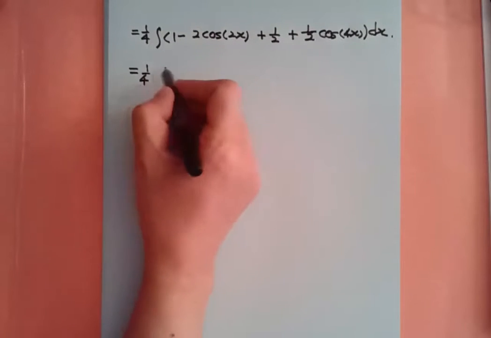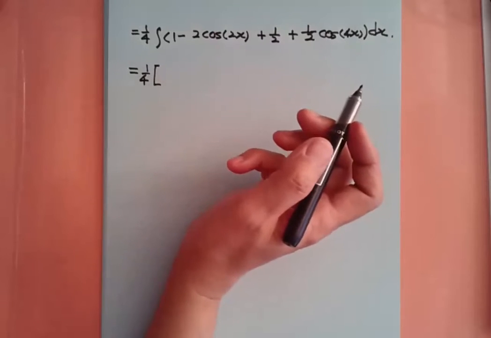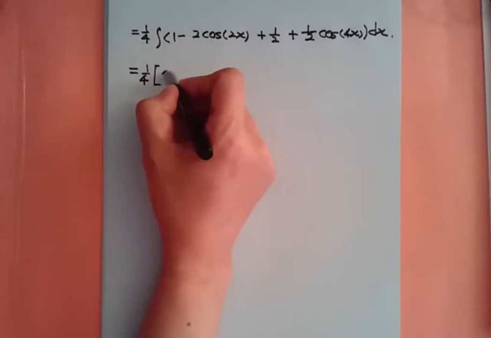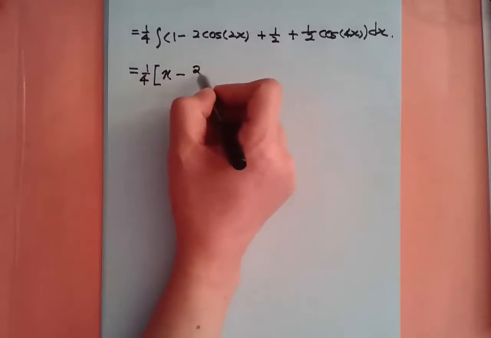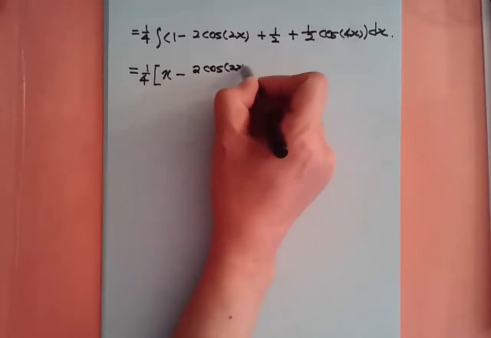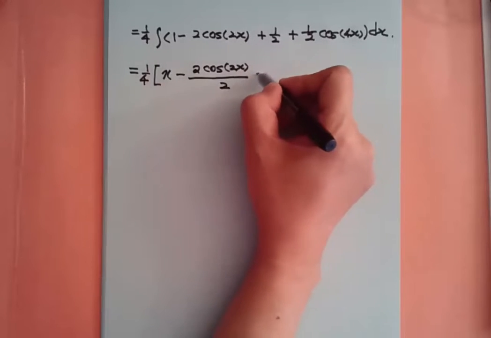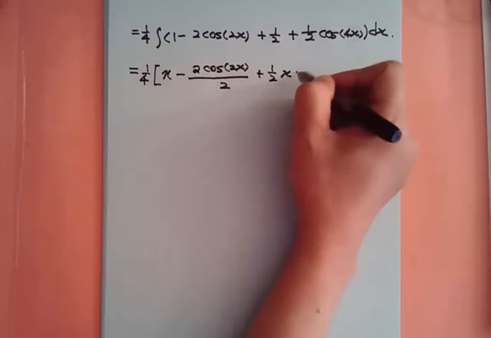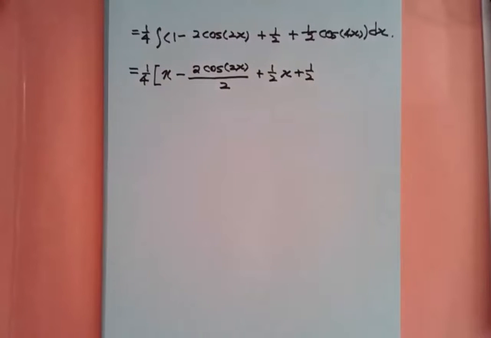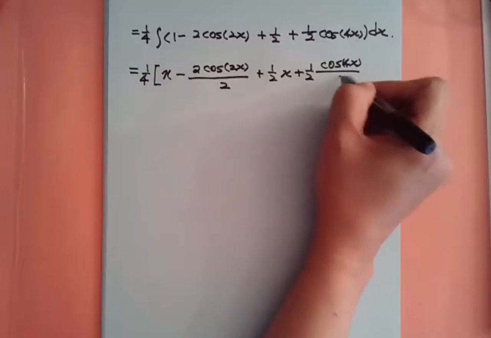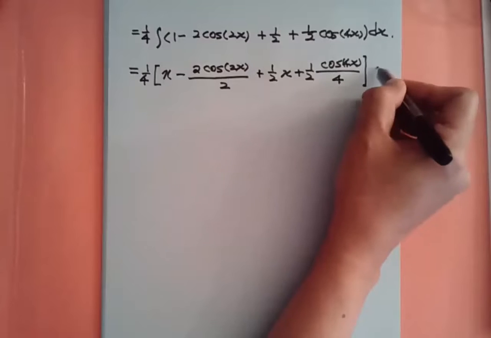So that is 1/4. And then we will just do term by term integration. The first one is x minus 2 times cosine of 2x, but we have to divide by the number multiplied to x, so divide by 2, plus 1 over 2 x plus 1 over 2 cosine of 4x. This time we have to divide by 4, plus c.